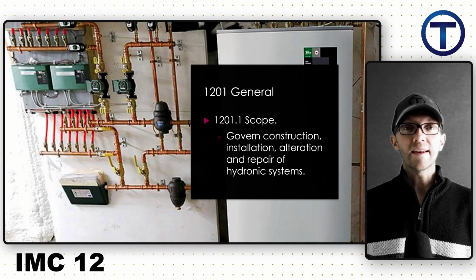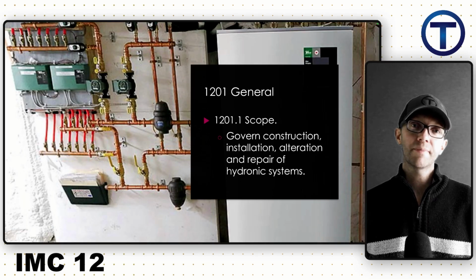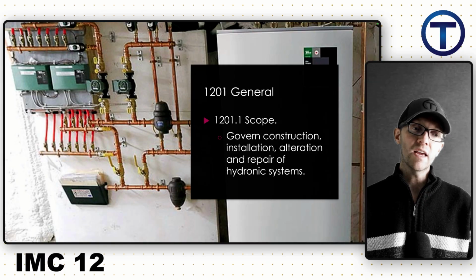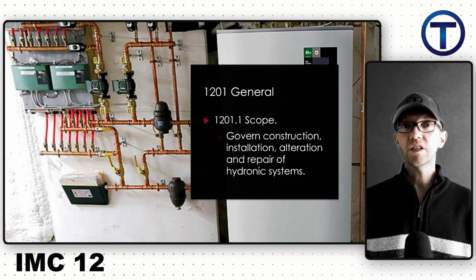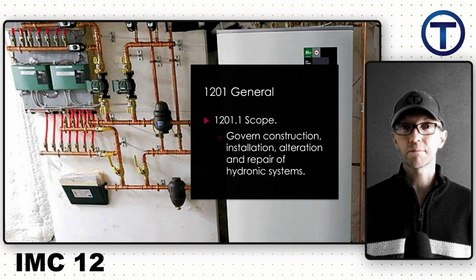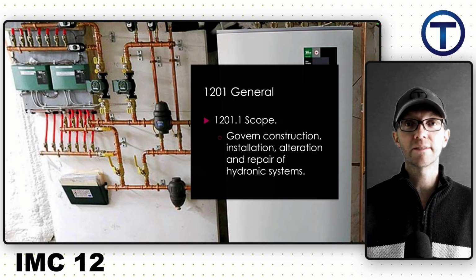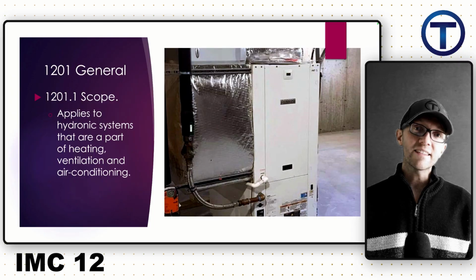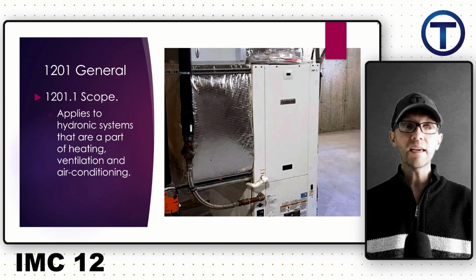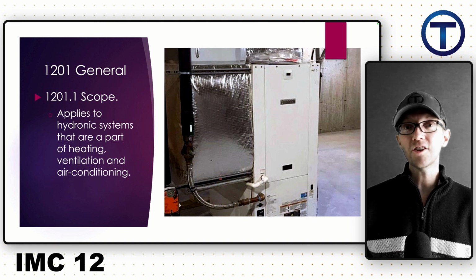Let's begin in 1201, General. 1201.1 gives us the scope of this chapter and states that it will govern the construction, installation, alteration, and repair of hydronic systems. That's all-encompassing, right? It also states that this applies to hydronic systems that are a part of heating, ventilation, and air conditioning.